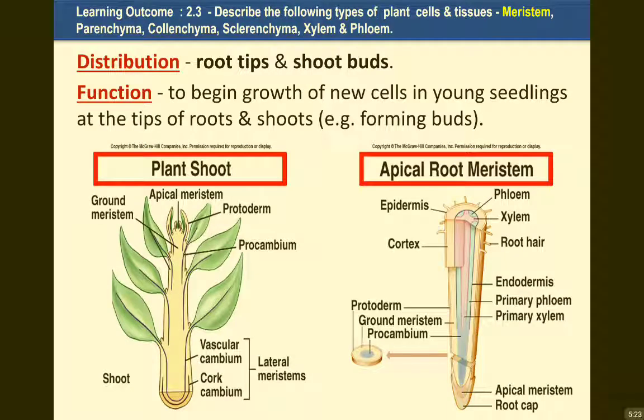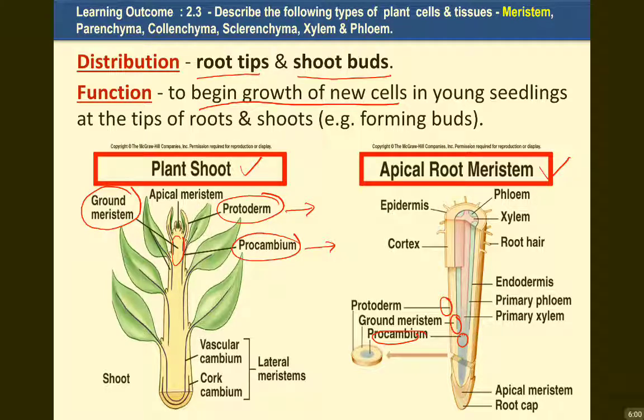So here is the location. Protoderm, okay, gives rise to epidermis. Procambium gives rise to xylem, phloem, and ground meristem gives rise to the endodermis of the plant. Okay, found on the plant shoot. And the root tip here also we have protoderm, epidermis, ground meristem, endodermis, procambium, xylem, phloem. So we can get it in these two places only. Okay, shoot tip, shoot apex, and root tip. Function is to begin the growth of new cells in the young plant.